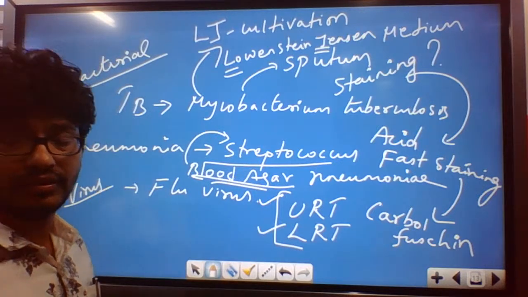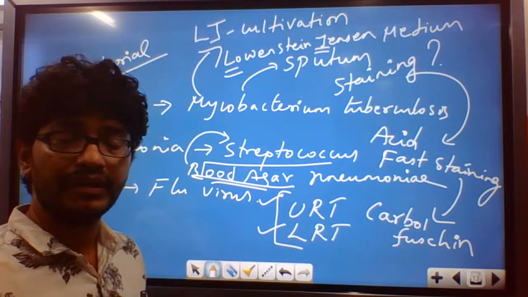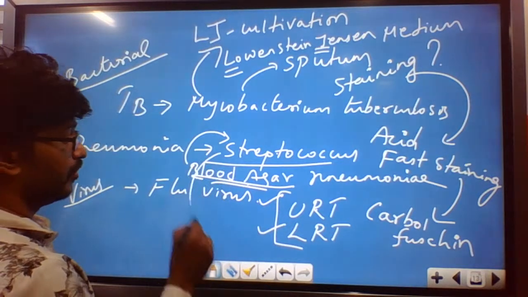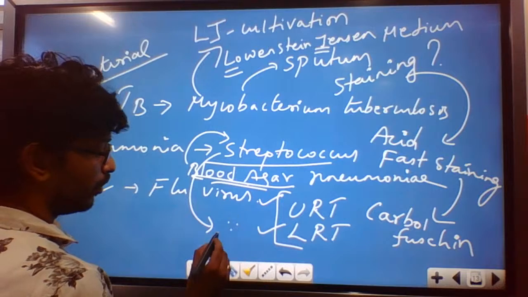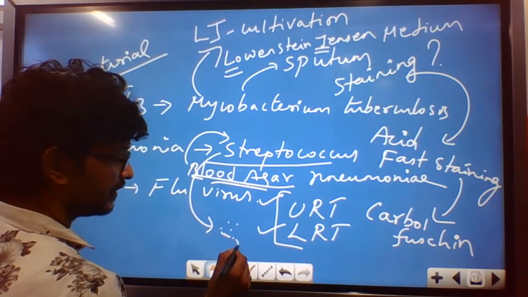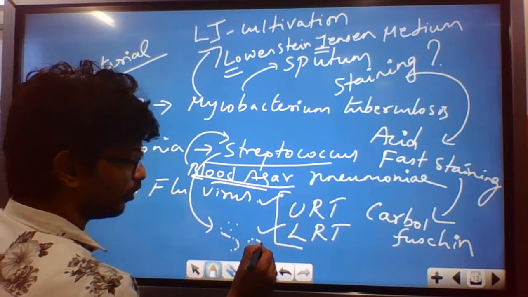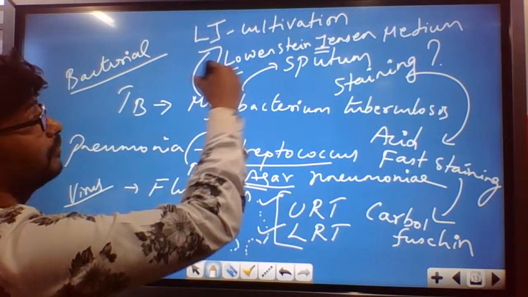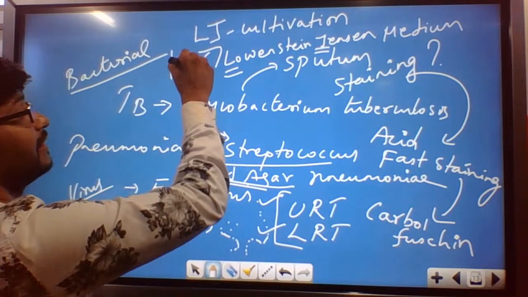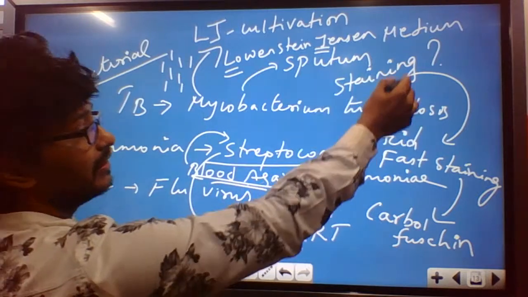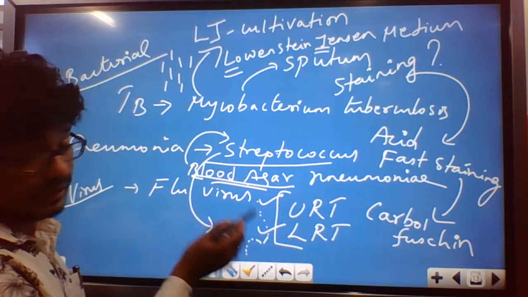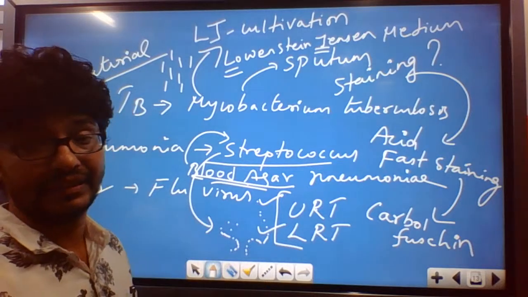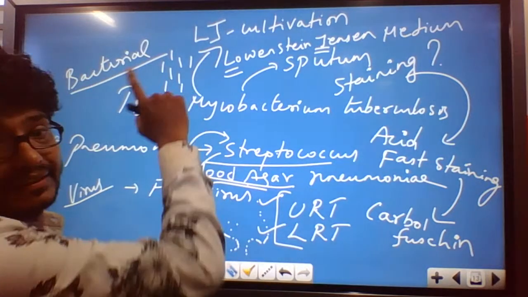How does Streptococcus look? When you take the swab and cultivate in this particular medium, under the microscope you could see Streptococcus as Gram-positive cocci in chains. But Mycobacterium is a bacillus, a pink-colored bacillus you could see after acid-fast staining. By that also you can differentiate whether it's a streptococcus or an acid-fast bacillus.